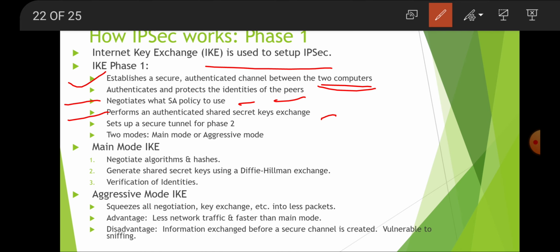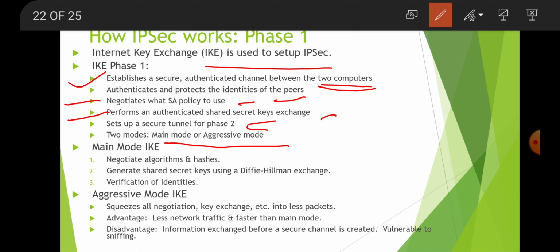Now set up a secure tunnel for phase 2. Here phase 2 will start. It can be used in two modes: main mode or aggressive mode.